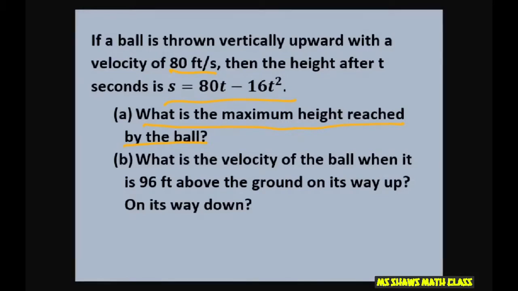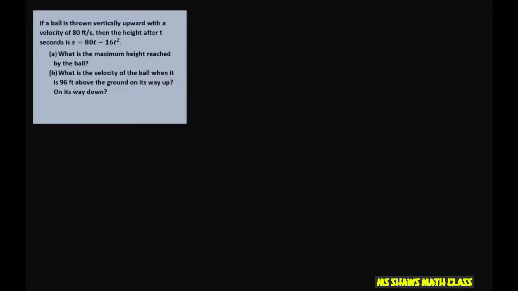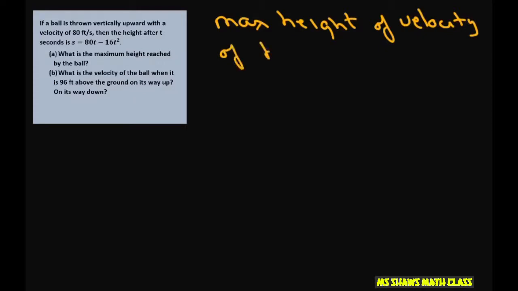Then we'll find the velocity of the ball when it is 96 feet above the ground on its way up and on its way down. So the first thing we're going to do, notice that at the maximum height, the velocity of the ball equals 0 feet per second.